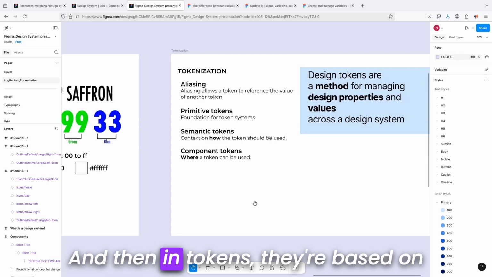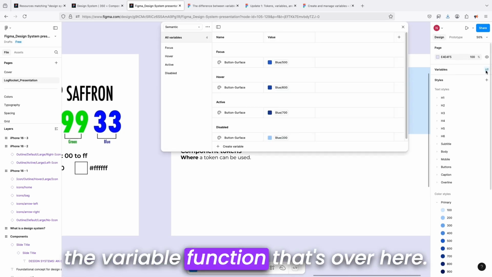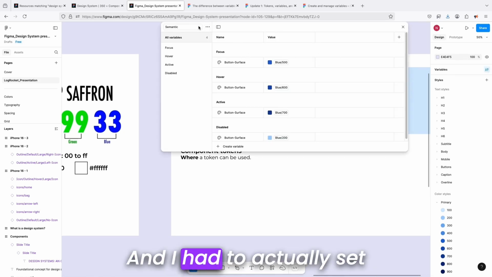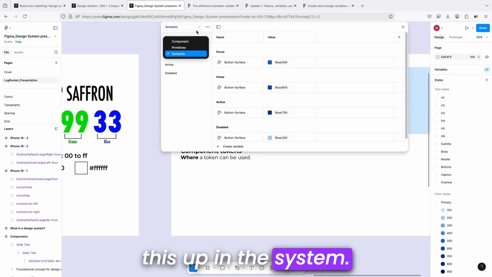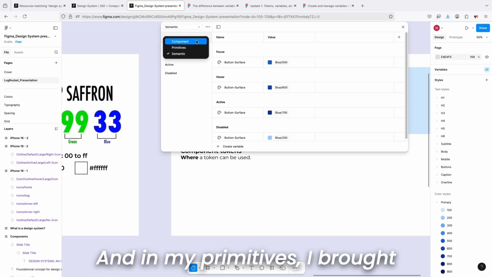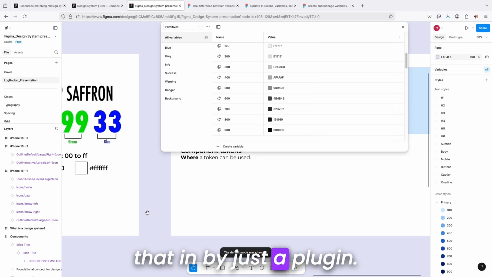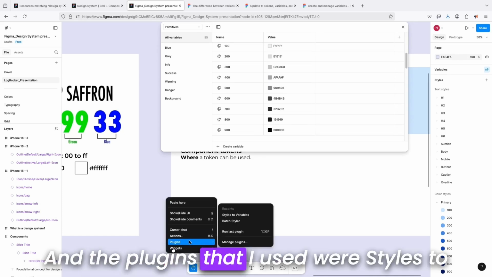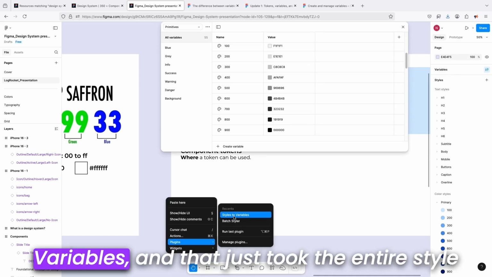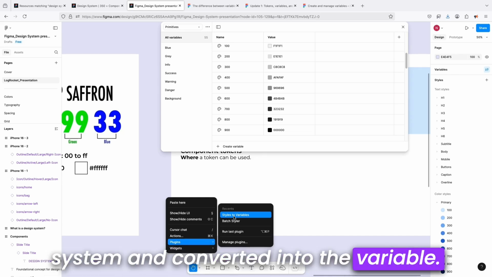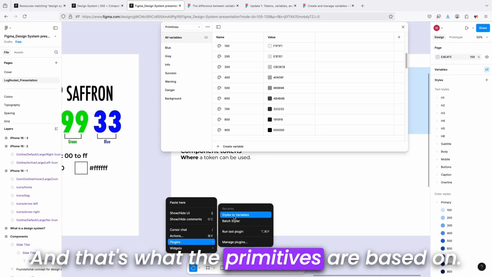And then in tokens, they're based on the variable function that's over here. And I had to actually set this up in the system. It wasn't part of the system. And in my primitives, I brought that in by just a plugin. And the plugins that I used were styles to variables, and that just took the entire style system and converted it to the variable. And that's what the primitives are based on.